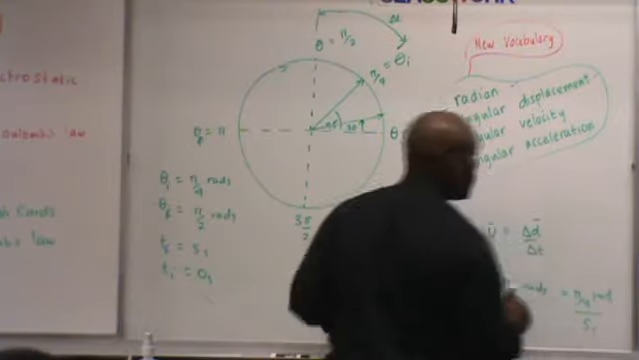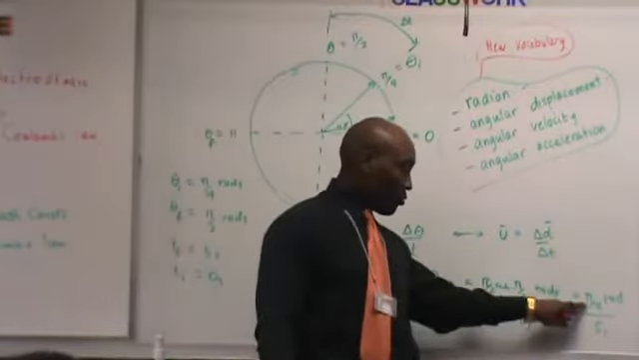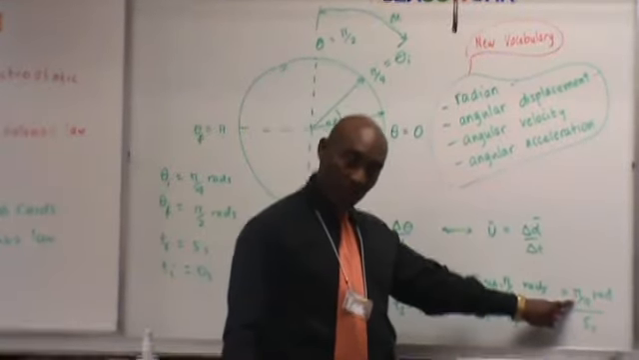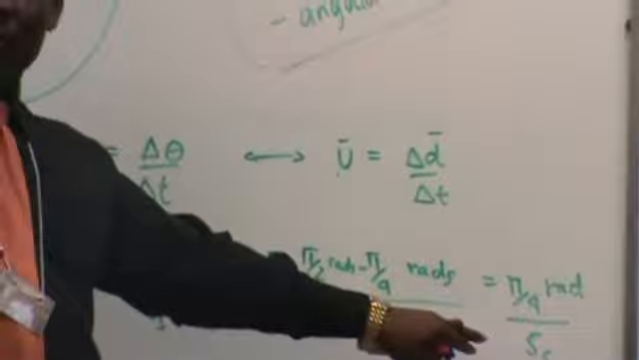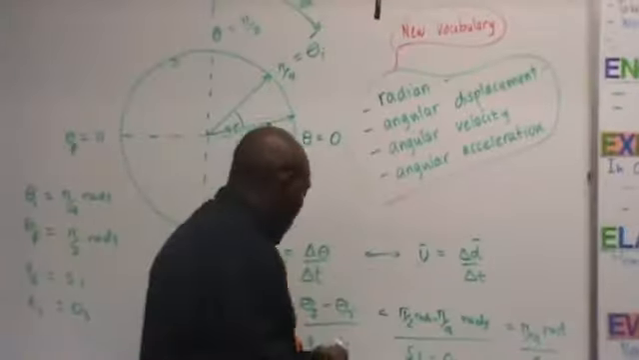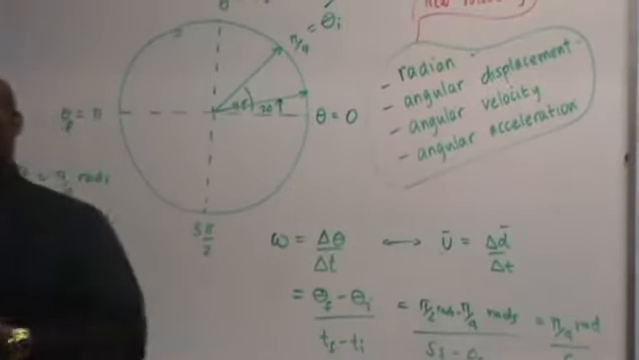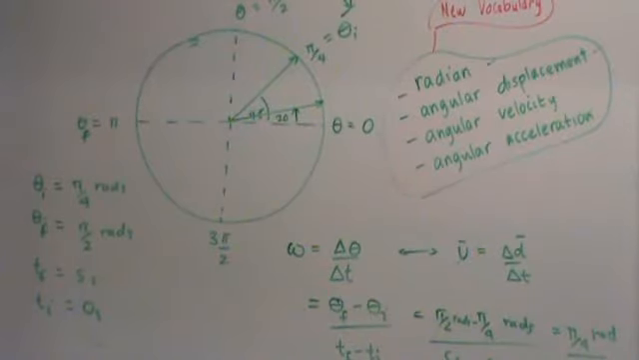Divided by 5 seconds. You can write the numerical value for pi, which is 3.14. So 3.14 divided by 4. Fill out the calculator, please. 3.14 divided by 4. That's approximately 0.75.